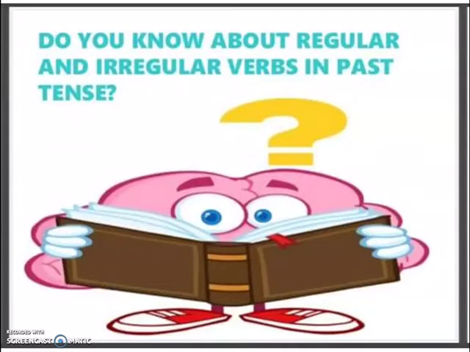Keep in mind that the past form is the same for all persons. For example, I ate my food. She ate her food. They ate their food. Which means in singular and plural form, the verb will be the same. However, verbs in the past tense may be regular and irregular verbs.